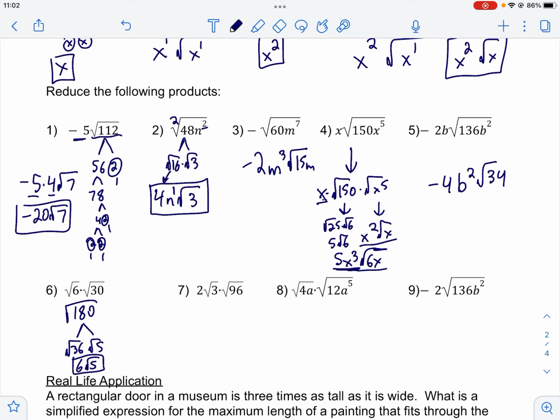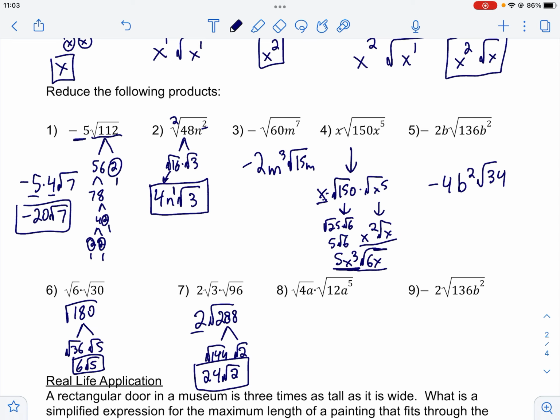Same thing for number 7. So if we multiply together the square root of 3 times the square root of 96, we'll end up with the square root of 288. And then we can break that down. Well, 288 divides pretty simply by 144 twice. The square root of 144 is 12, so then we have 2 times that 12, giving us 24 square root of 2.